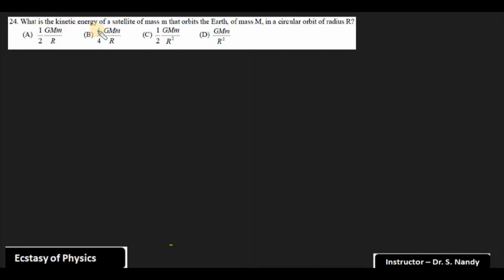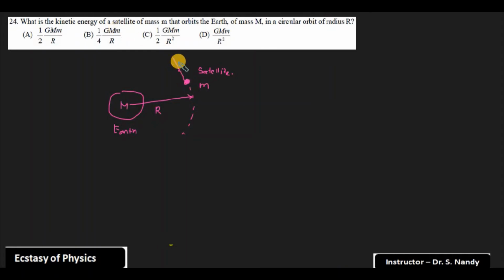In this problem, it's given: what is the kinetic energy of a satellite of mass m that orbits the earth of mass M in a circular orbit of radius R? Let's consider this is the earth, whose mass is M, and one satellite is revolving around the earth. The radius of the orbit is big R, and the mass of the satellite is small m. We have to find the kinetic energy of the satellite.